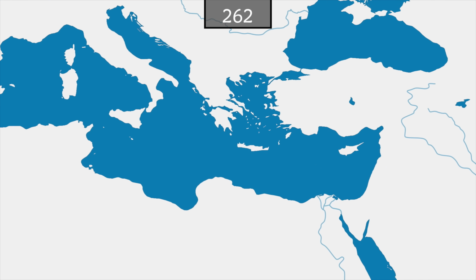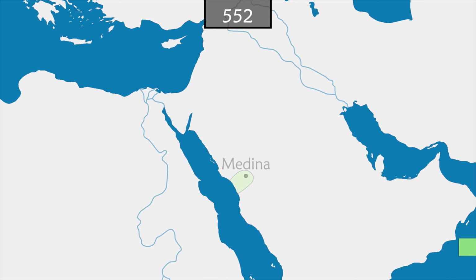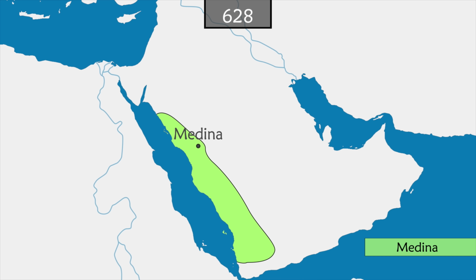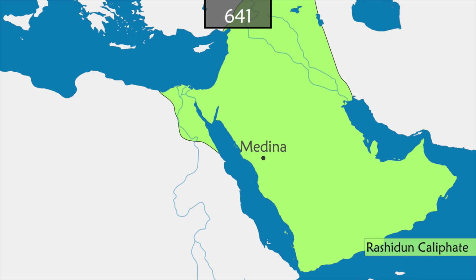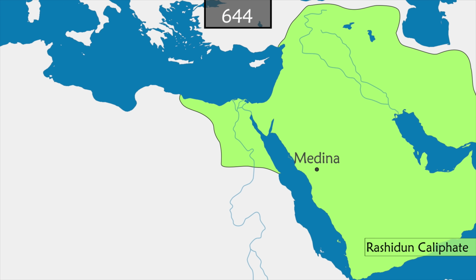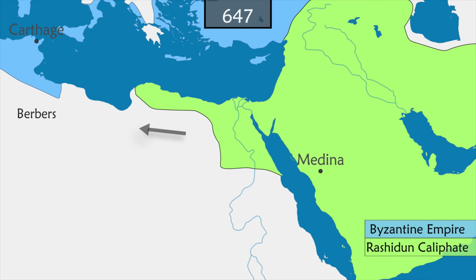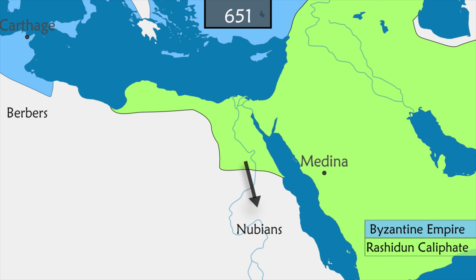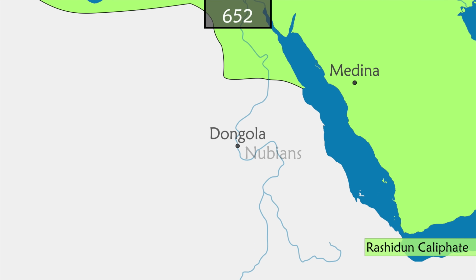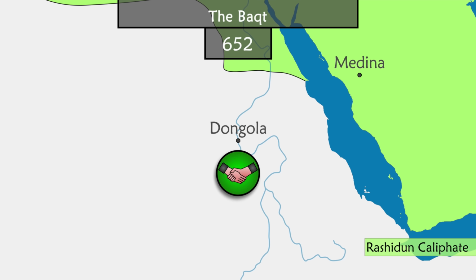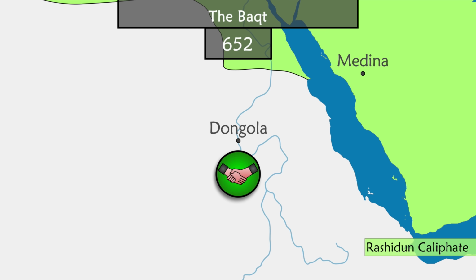The 7th century marks the beginning of the Muslim conquests. The prisoners from the conquests are enslaved to grow the Arab armies. After the conquest of Egypt, the Muslims moved toward the Byzantines and the Berbers in the west and towards the Nubians in the south. In 652, after the failure of the siege of Dongola, a peace treaty is signed with the Nubians and both parties start to trade.